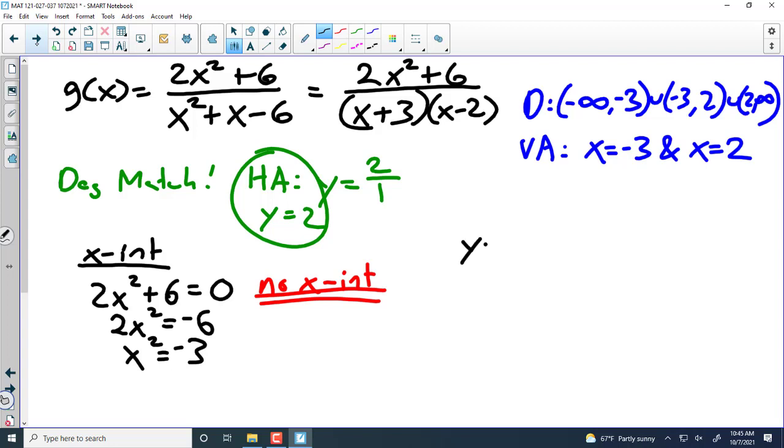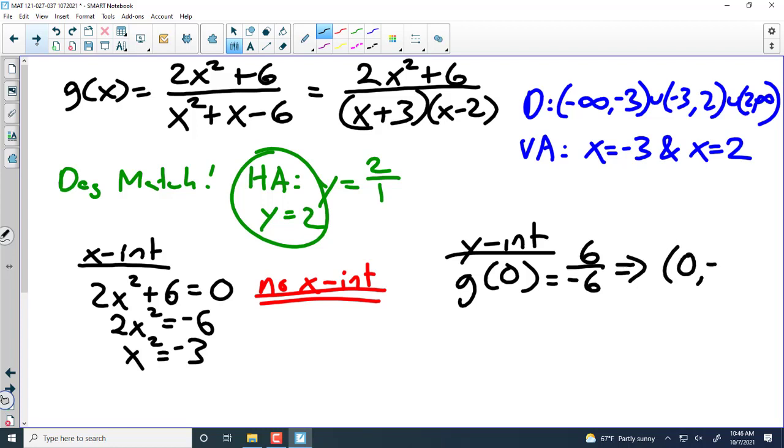The y-intercept, never make the y-intercept more complicated than it has to be. You plug in a 0 for every single x and you simplify. What's the only thing left on top? You plug a 0 in for every x. 6. What's the only thing left on the bottom? Negative 6, which means our y-intercept is going to be 0, negative 1. And that right there is enough to draw the picture of our graph.